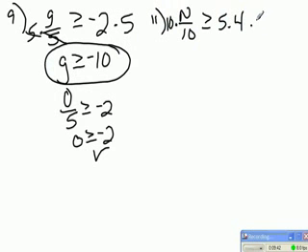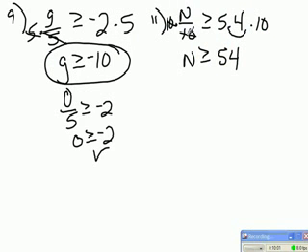Multiply both sides by 10 to get rid of the divided by 10. Those will cancel. N is greater than or equal to 5.4 times 10. You should know when you multiply by 10, you just move the decimal one place over. So I get 54. So I want my number to be greater than or equal to 54.